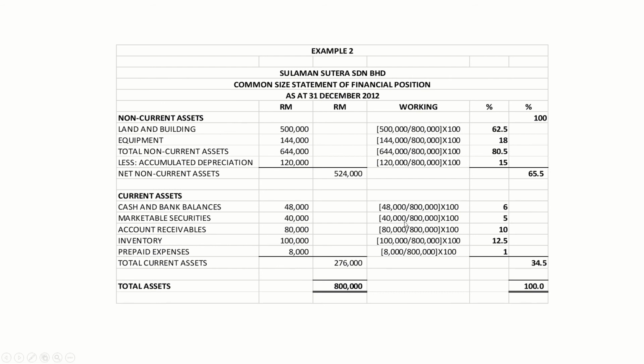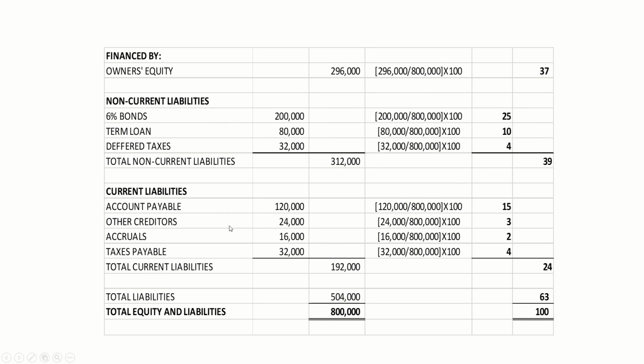In the liability section, we can deduce that account payable represents 15%, other creditors represent 3%, and 6% bond 25%, and shareholder equity at 37% of the total liabilities and stockholder equity.